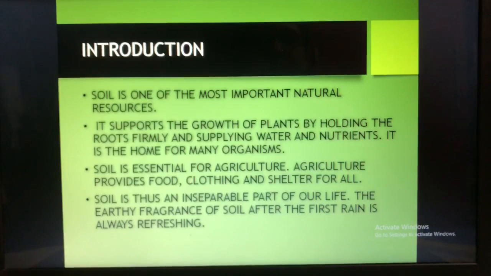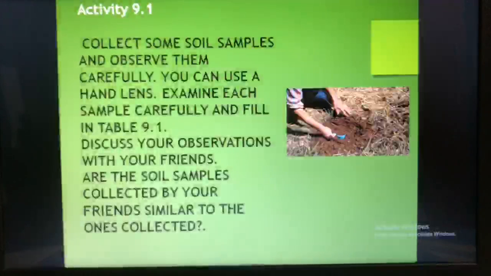Soil plays an important part in our life. Then I had told you about one activity. Hope everyone has collected the samples and seen it. If you have not collected, please try to collect it and complete the table 9.1. What I had shown you, you have to collect some soil samples and observe them carefully. You have to use a hand lens to examine each sample carefully.